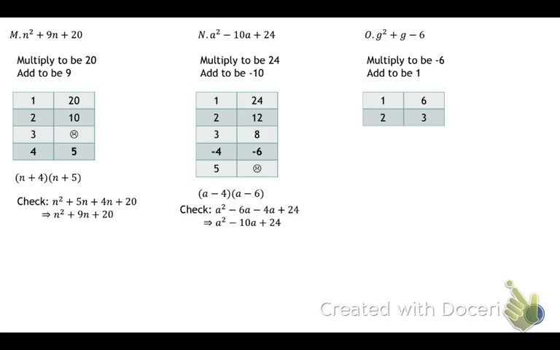Well, I know that 3 minus 2 is 1. So I'm going to use 3 and 2, but I'm going to make one of those negative. Because negative 2 times 3 is negative 6. Negative 2 plus 3 is 1. So that's good. So that's g minus 2, g plus 3. Awesome. Multiplied out. Sweet.